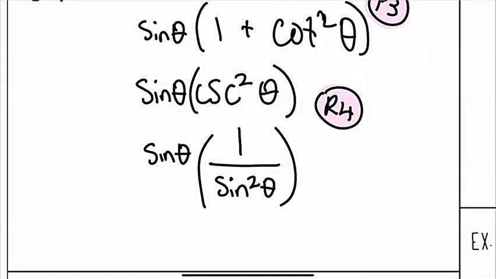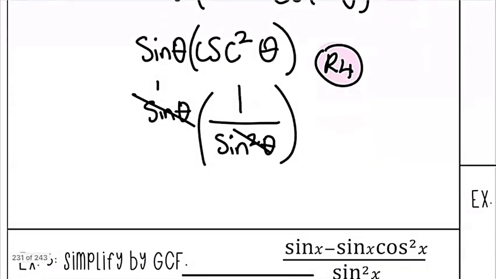Good. And then from right here, I could cancel. I got 1 on top and 2 on the bottom. So I got the 1 gone on top, and I still have a sine left on the bottom. So across the top, if I just simplify, I have 1 times 1 is 1. Across the bottom, I have a sine. And then we still want to keep going till we get down to just 1 ratio.